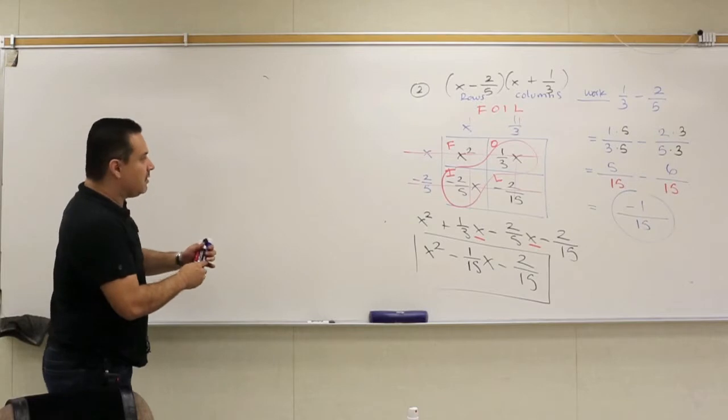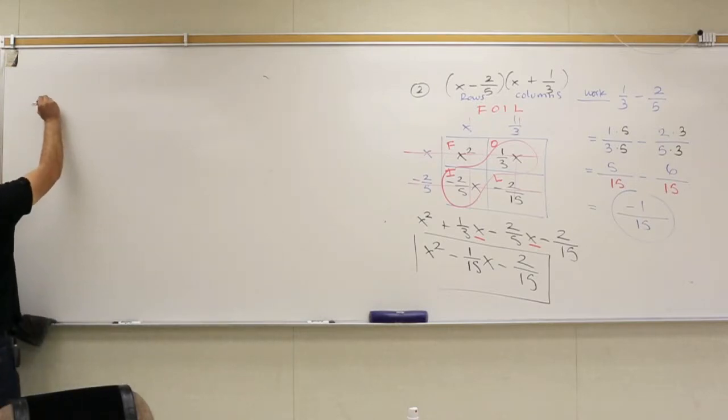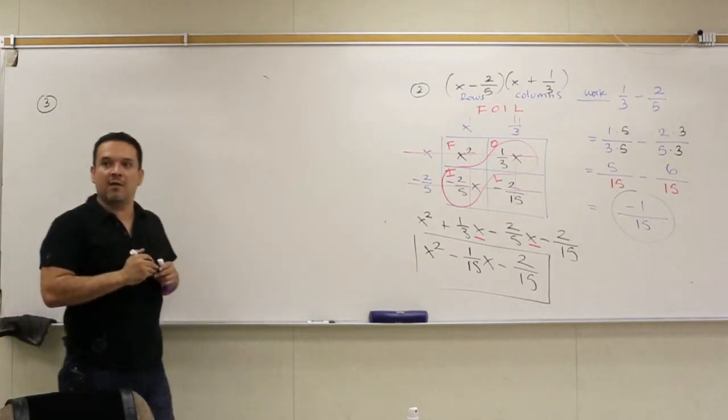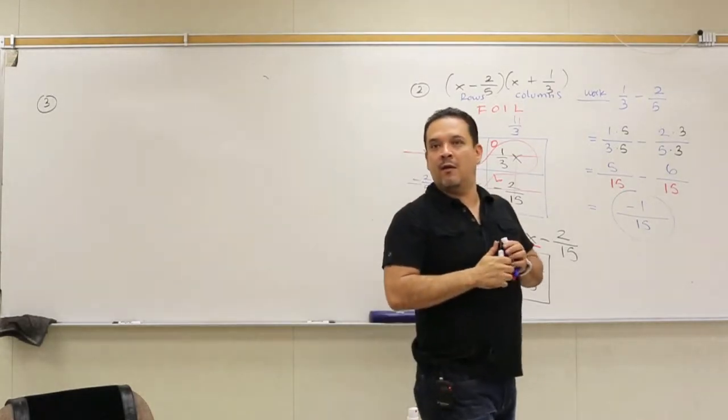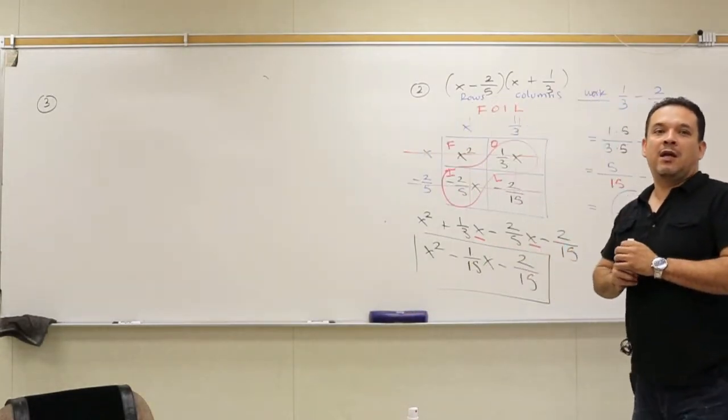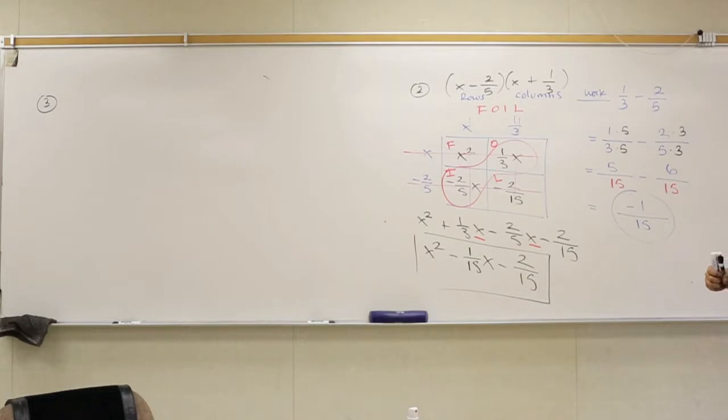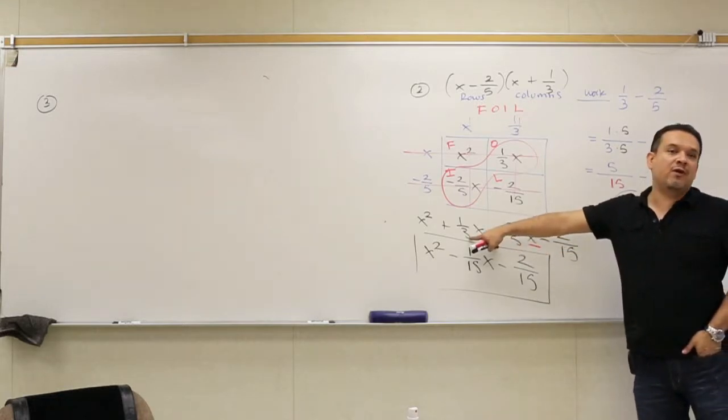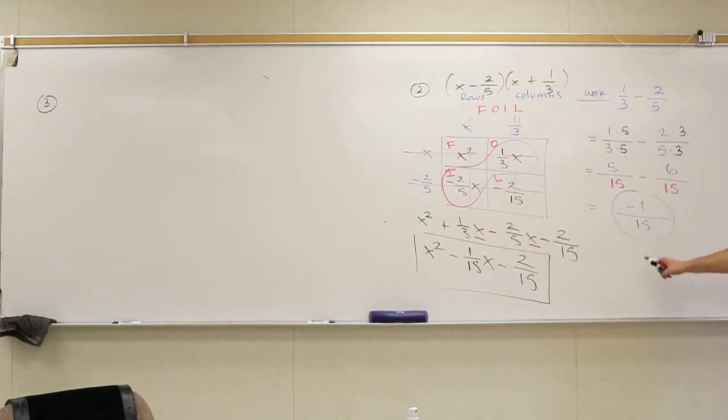Okay, so let's look at number 3. Yeah. I put negative 2/5 plus 1/3. Okay. If you put negative 2/5 plus 1/3, when you do the arithmetic, you should still get the same answer, negative 1/15. Okay. Yeah.